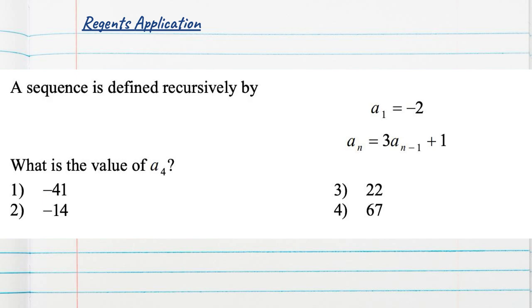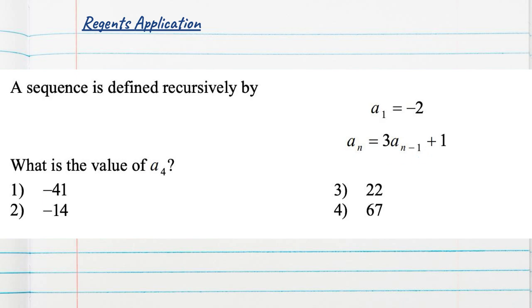All right, and here we have a little multiple choice question. We're told a sequence is defined recursively by, we're told the first term is -2. And note, this isn't an arithmetic sequence. We're going to talk more about these later on. This is telling me, let's translate this: to find a given term, you take the previous term, you multiply it by 3, and then add 1.